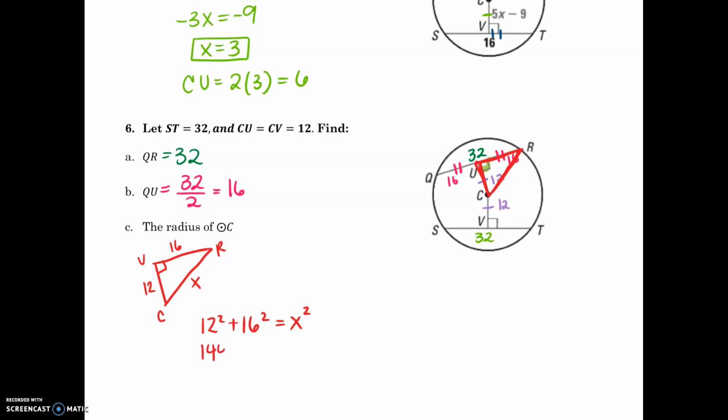So we have 144 plus 256 equals x squared. 144 plus 256 is 400. We're going to take the square root of both sides. So we get x is equal to 20. So our radius is 20 units.